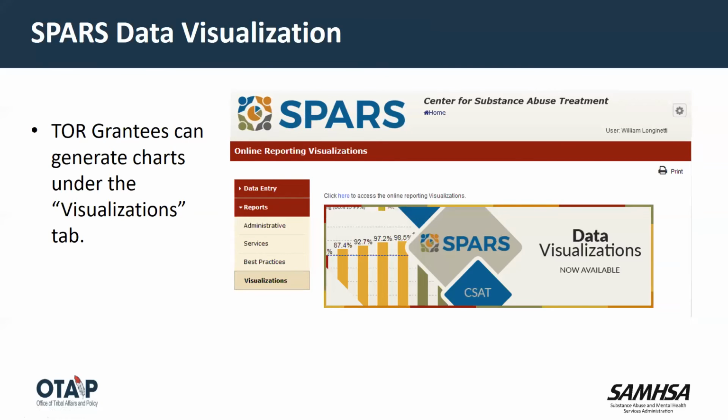And another thing that you're able to do with SPARS besides running these reports is to generate helpful charts using your Gipra data. And to do that, you'll click on this visualizations button, which is under the report drop-down tab. So I'm going to show you just a few examples of charts that you can create.